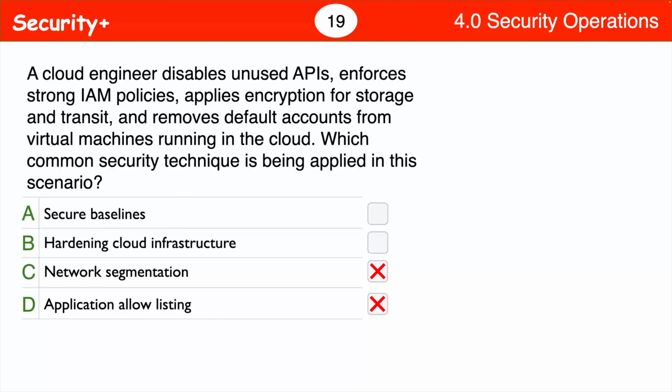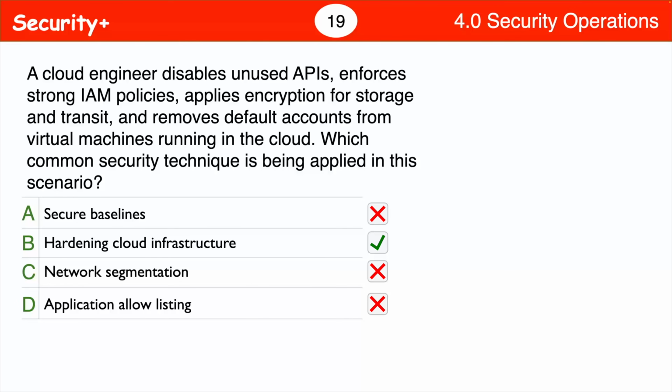And finally, we can eliminate A, secure baselines. Similar to the question we had before, right? So it's important to know that baselines are all about consistent configurations, not the specific steps that are described in this scenario here. And that leaves us with the answer, which is B, hardening cloud infrastructure. And hardening cloud infrastructure involves tightening configurations, restricting access, and removing unnecessary services to minimize vulnerabilities in cloud environments.